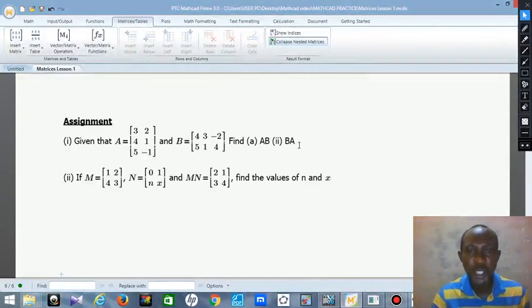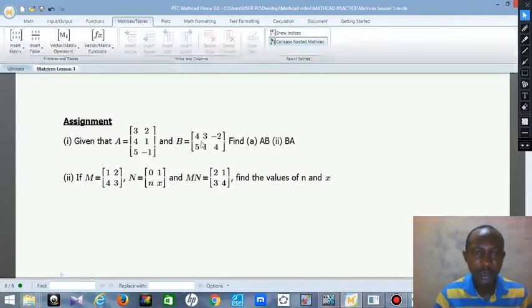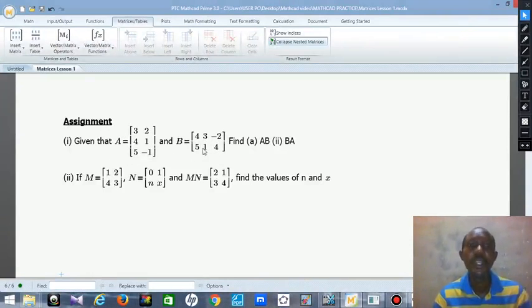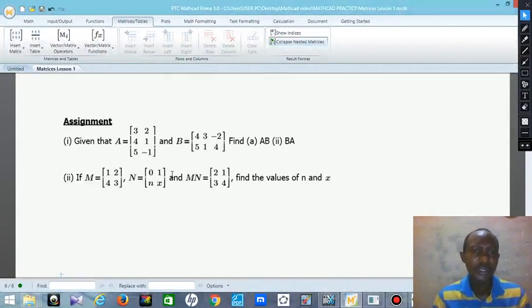Then when you want to do B times A, remember B will now be the first matrix. So you count how many columns in B, 1, 2, 3. So how many rows in A, 1, 2, 3. So this matrix is compatible for multiplication. First row, first column, first row, second column. Just settle down and practice it. It's not difficult.